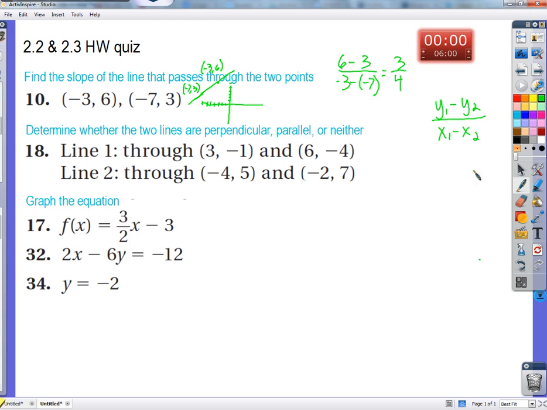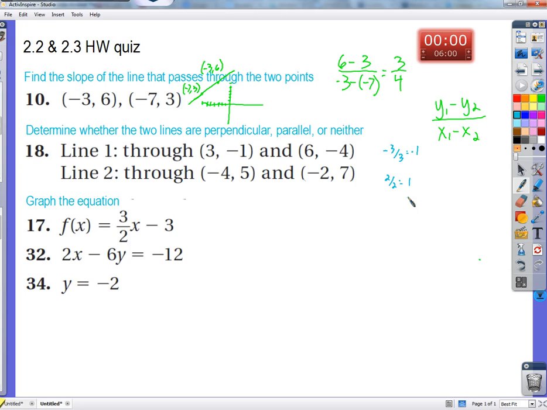Okay, so we do the same thing for these, right? We won't show all the work for those at the moment. We'll just make quick work of it. So -4 + 1, so we got -3 over 6 - 3, 3, so -1. Okay, and this one's 7 - 5 is 2, over -2 + 4 is 2, so 1. So one slope is 1, one slope is -1.